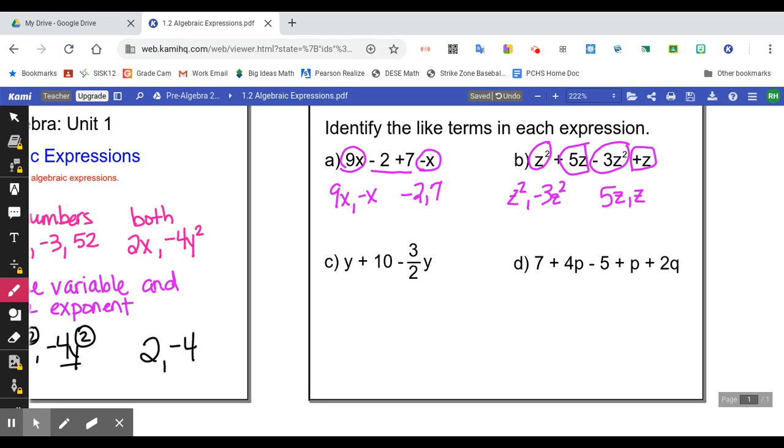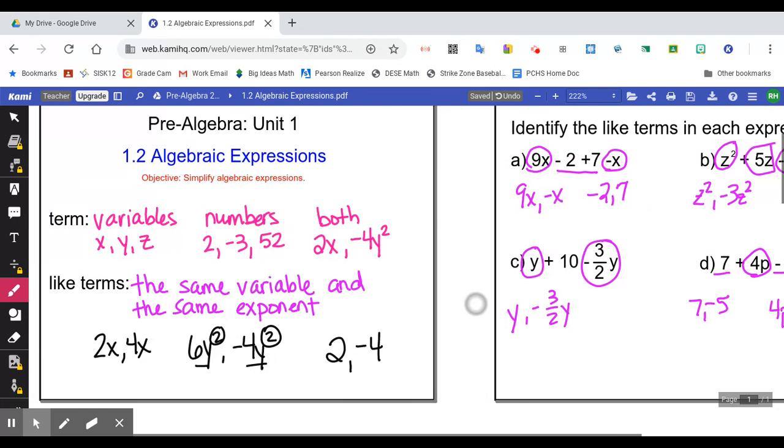At the bottom here with letter C, we've got a y and another y. So those would be like terms. Y and -3/2 y. 10 is by itself, no other numbers, so that would be fine. And then here we've got 7 and -5 as a pair. We've got 4p and regular p, 1p as a pair. And then we have q, but 2q doesn't have anything else with it, so it's by itself. No matching like terms, okay?